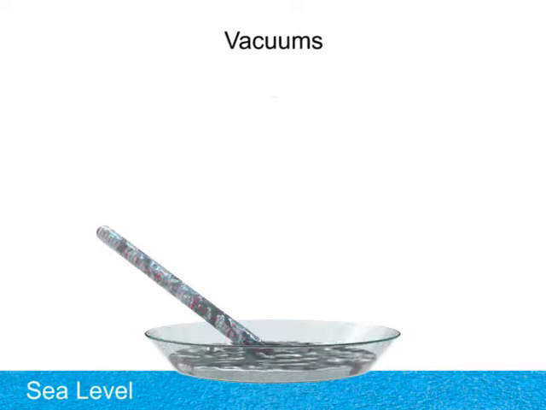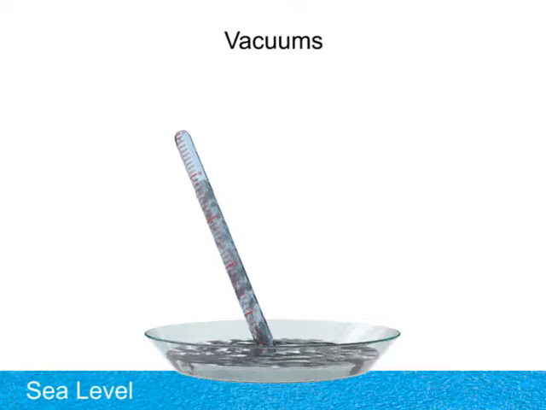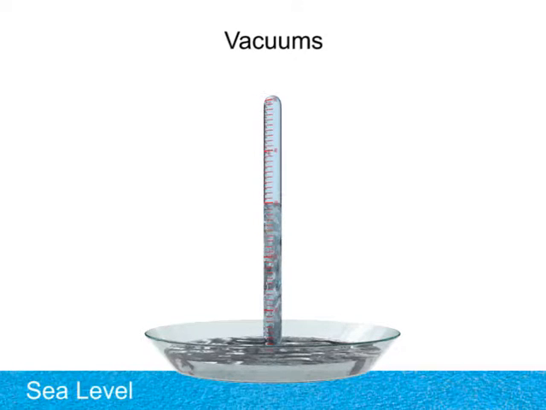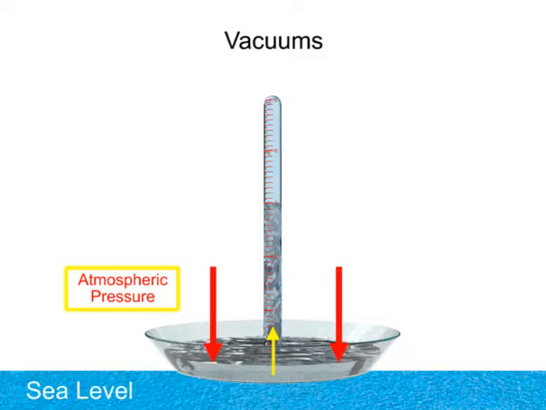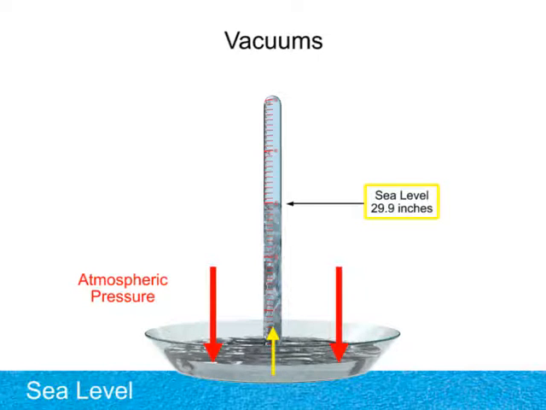The tube is then raised to a standing position without allowing air inside. The mercury level falls until a balance is reached between the weight of the mercury in the column and the atmospheric pressure against the surface of the mercury pool. With this method, the empty space at the top of the tube forms a perfect vacuum. At sea level, the elevation of mercury will stand at about 29.9 inches of mercury.